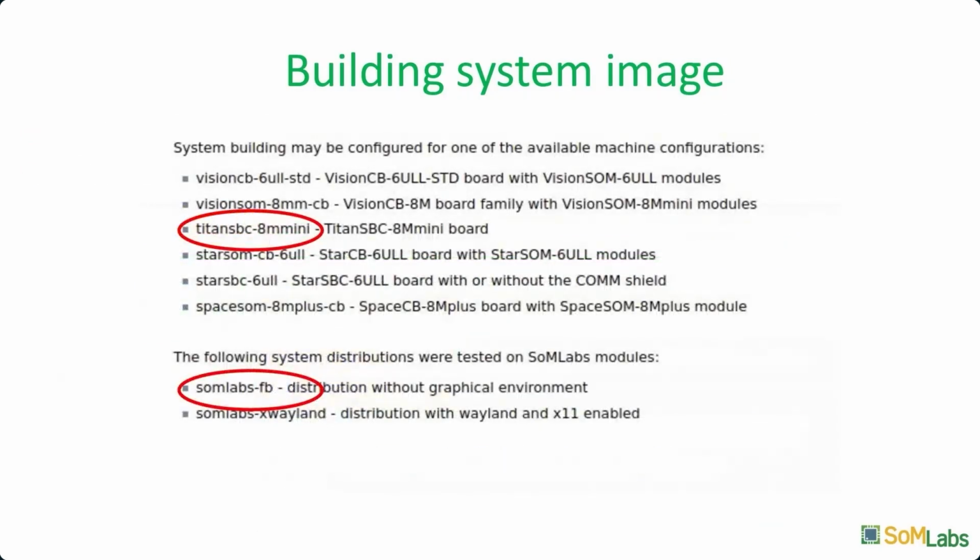During this process, you will also need to select which hardware board you compile for, and which distribution you need. We have two distributions, one with the graphical environment, XWayland, and one with just the terminal. So depending on your needs, you need to take the correct board and distribution. For our example today, I prepared the distribution based on the Titan SBC 8M mini configuration file, which is of course our development platform for today.